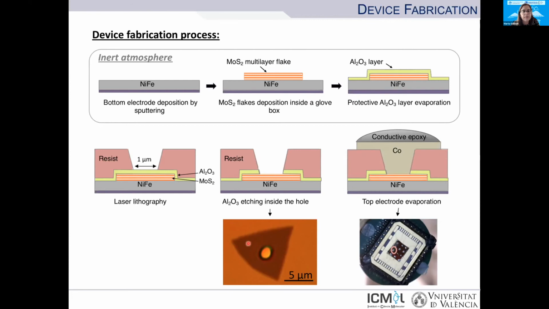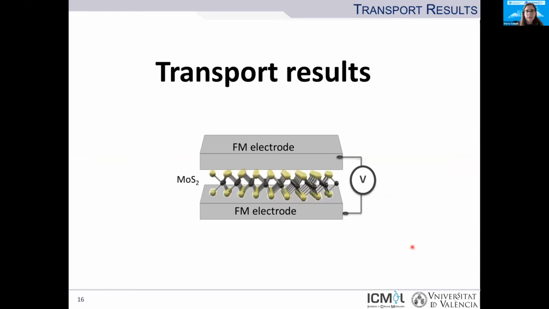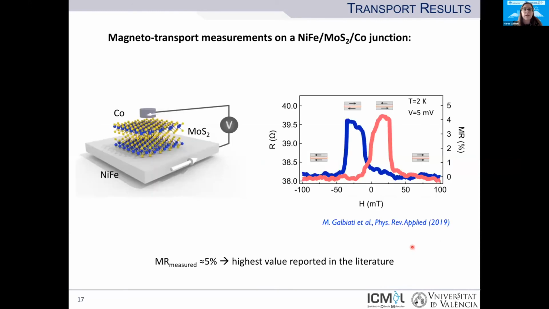So over the selected flakes, we open a hole of about 1.1 square micrometers. And just inside the junction, we remove by chemical etching the alumina layer, so we are able to take a direct contact over the flake. And finally, we complete the device with the evaporation of the top cobalt electrodes. So this is the schematic of our final device that we then bond into a chip and we measure in a cryostat. So let's see now the transport results.